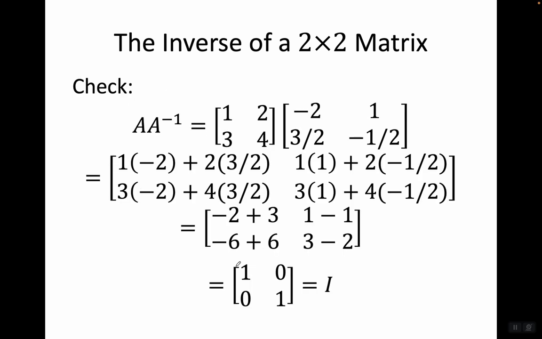Let's check. Let's make sure that really is the inverse. A times A inverse had better turn out to be the identity matrix. A is [1, 2; 3, 4]. A inverse is [negative 2, 1; 3 halves, negative a half]. Multiply all of this out. Again, this row times this column will give you 1 times negative 2 plus 2 times 3 halves. You do that for all the other entries, and you end up with negative 2 plus 3, 1 minus 1, negative 6 plus 6, 3 minus 2. In other words, [1, 0; 0, 1], which is the identity matrix. So it worked. That really is the inverse of A.